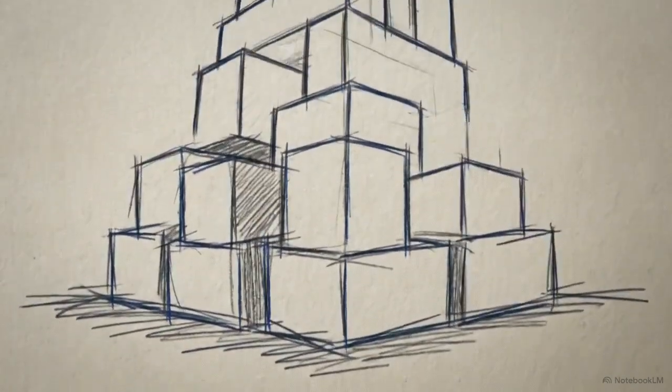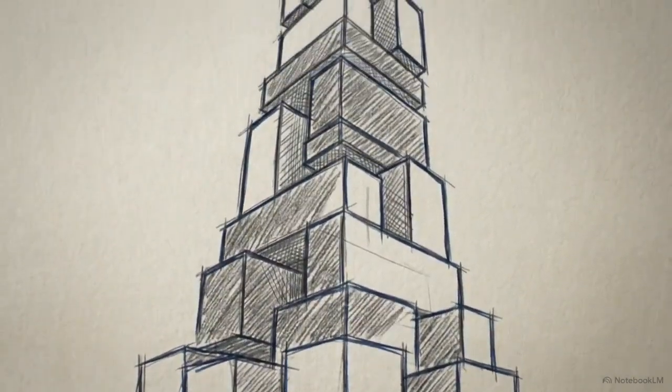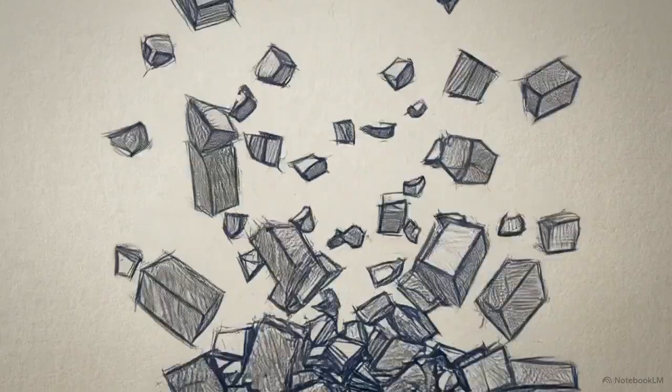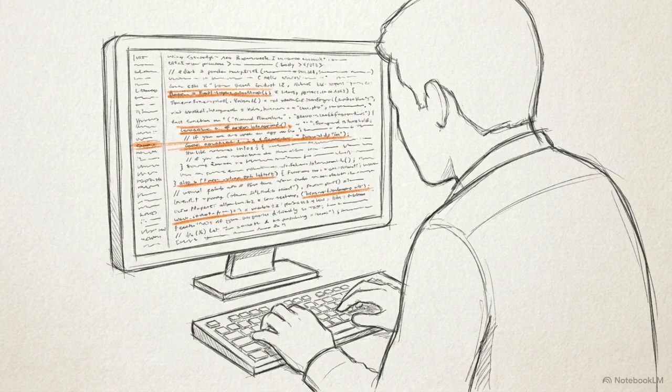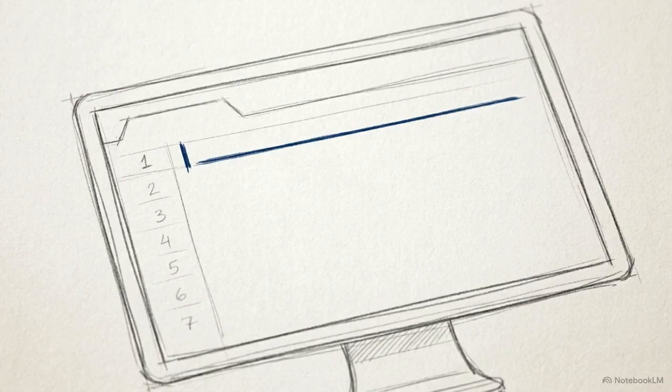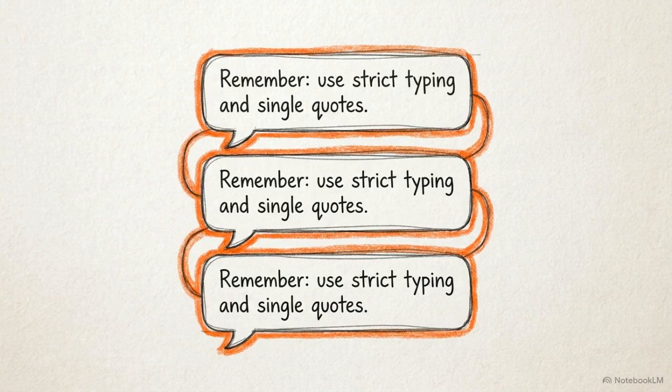Look at this digital structure building itself up, only to collapse back to zero. That is exactly what happens when you spend an hour teaching an AI agent your project rules and then close your terminal. The next time you start a session, it forgets everything. The consequence is that you find yourself explaining the exact same preferences over and over.